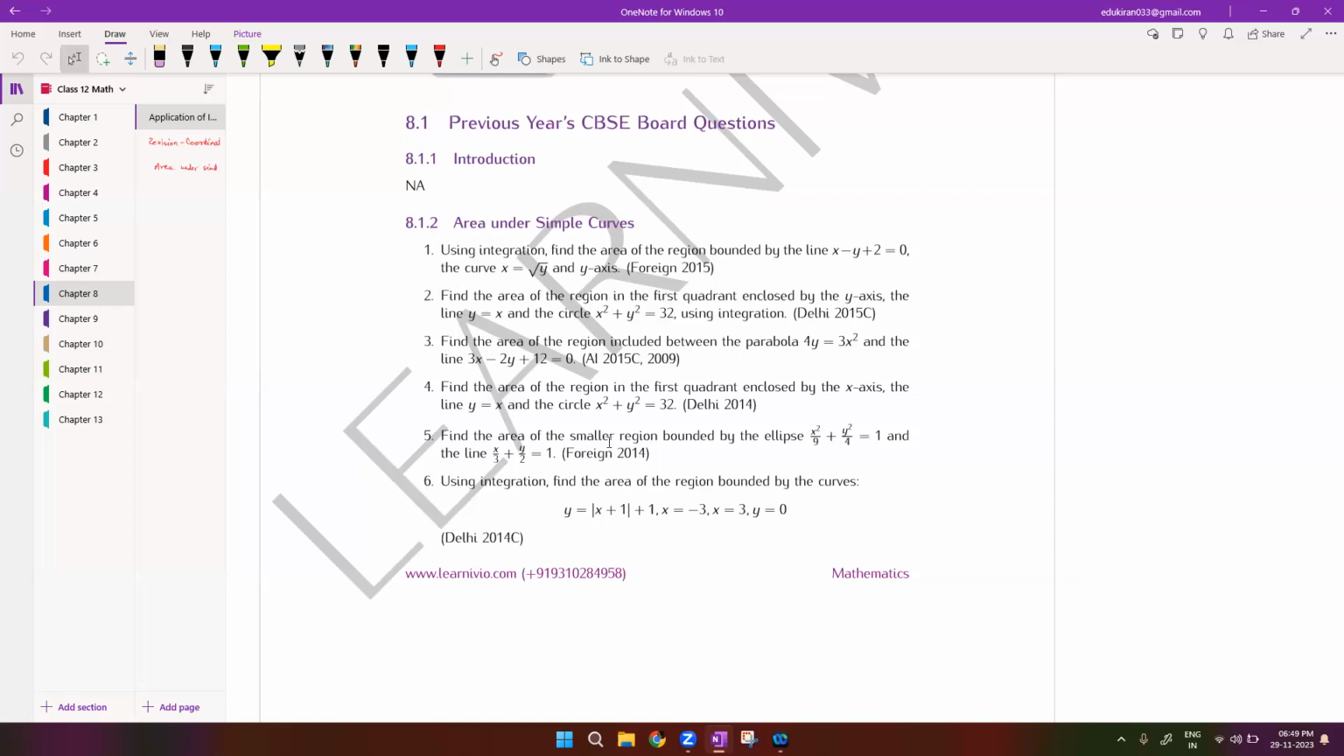Using integration, find the area of the region bounded by the line x minus y plus 2 is equal to 0, the curve x is equal to root y, and the y-axis. Everybody please note down the first question quickly. Let's start with this only.